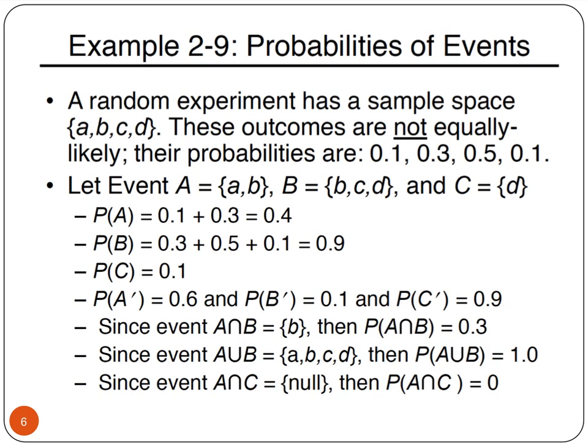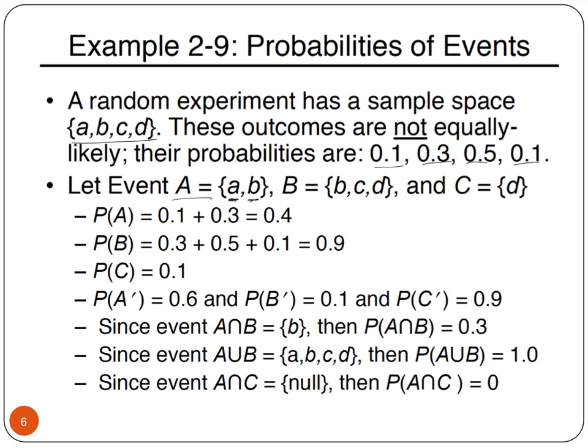Here is an example that shows how to calculate the probability of a particular event. Assume that a random experiment has this sample space, so the possible outcomes are A, B, C, and D. These outcomes are not equally likely, but in this case they have particular probabilities. So these are the probabilities of the different outcomes. And assume that event A is defined as the occurrence of the outcome A or B.